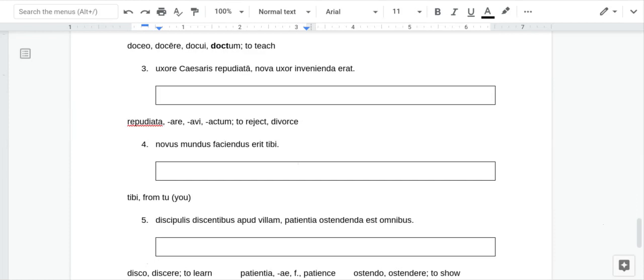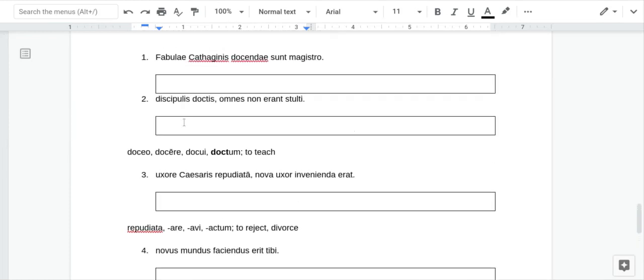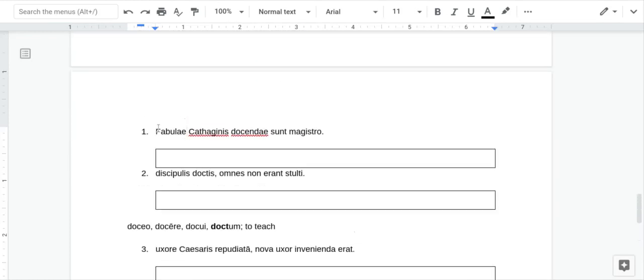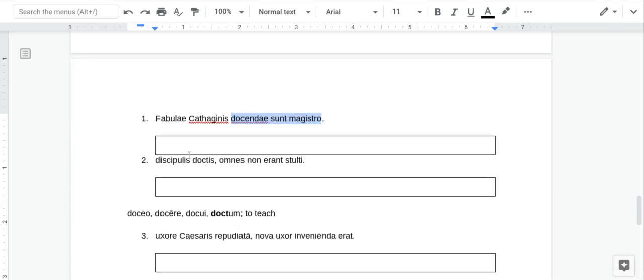Okay, putting everything together, I'll give you guys a little bit of help. The stories of Carthage, all right, plural. A lot of you guys are forgetting that things can be plural. Fabulae, nominative plural. The stories of Carthage must be taught by the teacher. I would also accept "to the teacher" here, but "by the teacher." The stories of Carthage must be taught by the teacher.